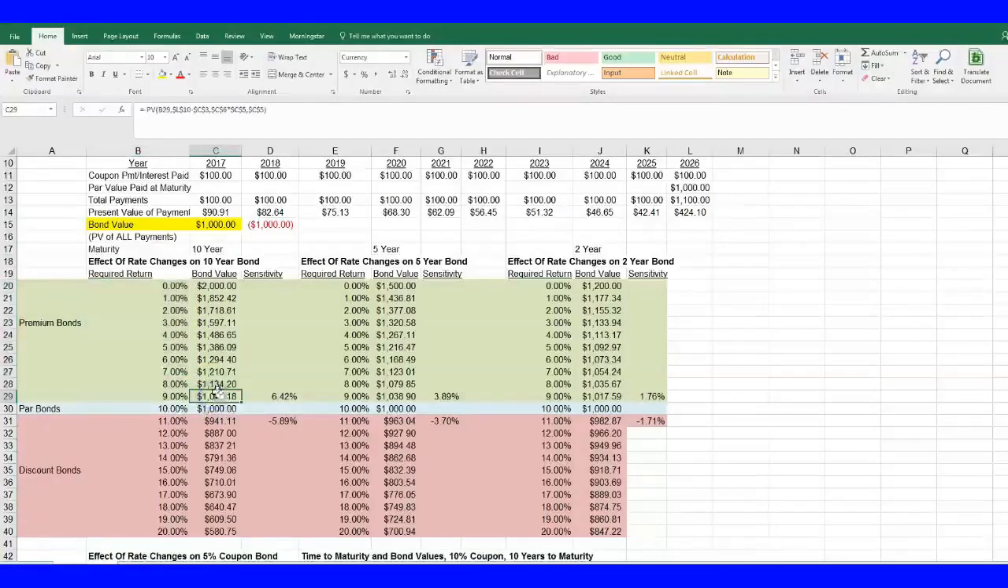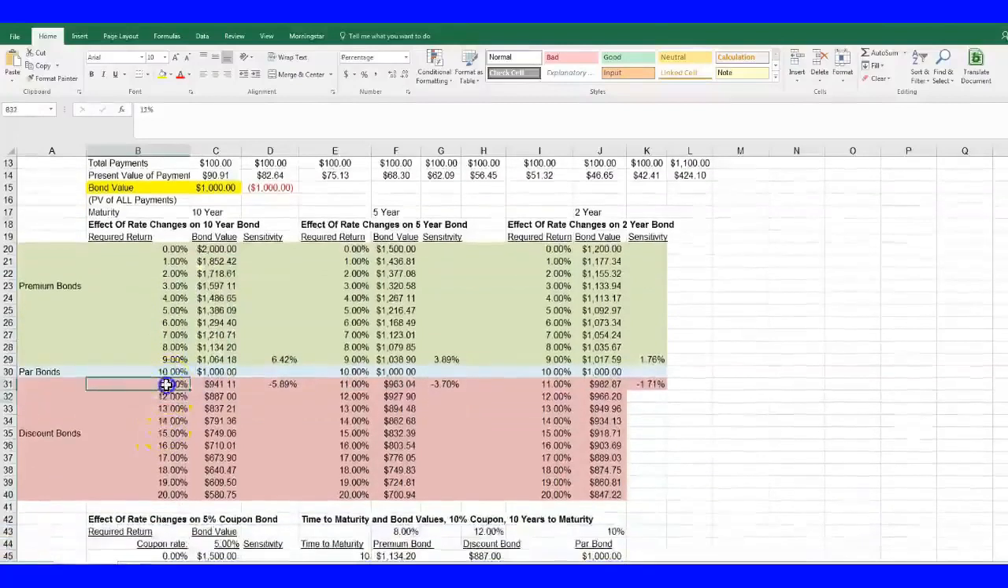In fact, as we go from 9% to say 5%, we see the value of the bond increase from $1,000 when it was 10%, to $1,064 when it was 9%, to $1,386 when the required rate of return is 5%. So the bigger the difference between the coupon rate and the required rate of return, or the more that the required rate of return is less than the coupon rate, the more valuable a bond is. In other words, the higher the price of the bond is.